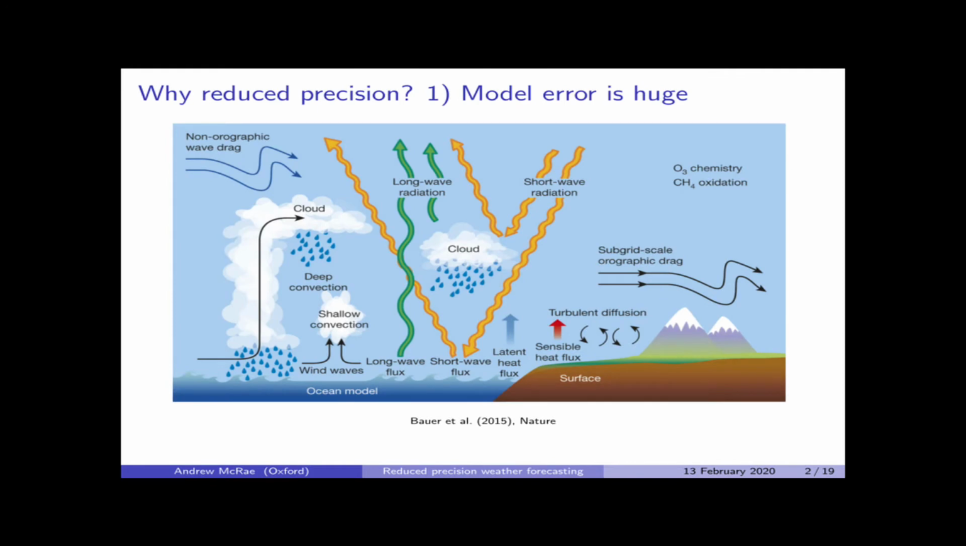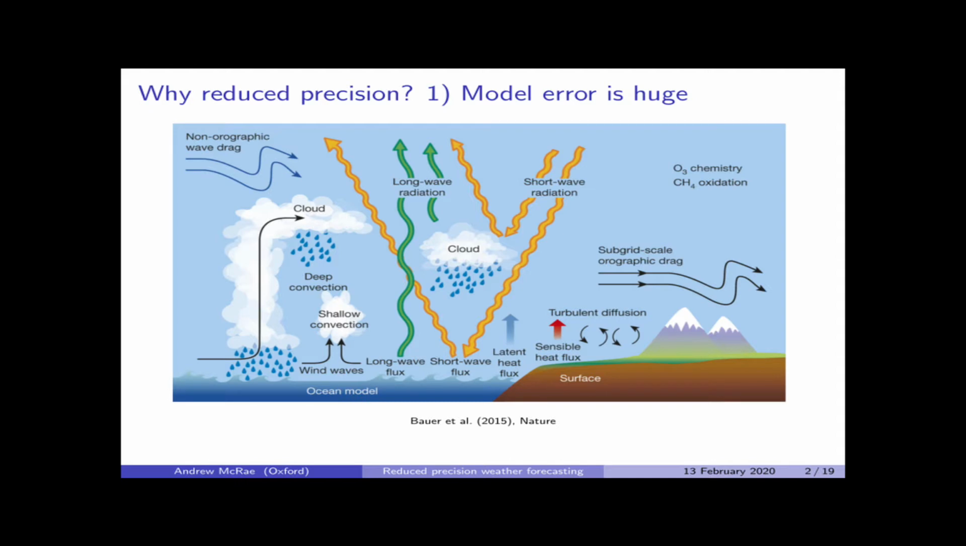Okay, so why is reduced precision particularly appropriate for weather forecasting? Well, the main answer is simply that the model error for weather forecasts is huge. One of the main things a weather forecast model is trying to do is basically solve the moist compressible Euler equations. However, the domain is pretty large. It's the Earth, and therefore the solution's always going to be heavily under-resolved.